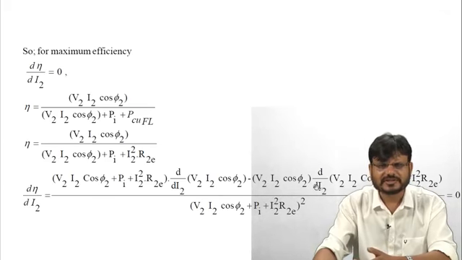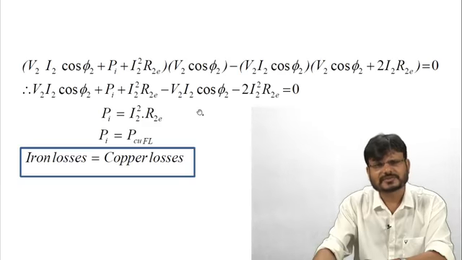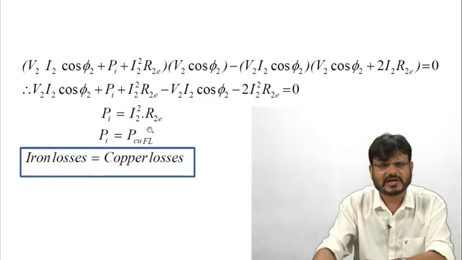One. Similarly here you write V2 I2 cos phi 2 and differentiate this term. The differentiation of this term is V2 cos phi 2 plus, and Pi is a constant, which means the differentiation of Pi is 0, and the differentiation of this one is 2 I2 R2e. Now after solving and putting it equal to 0, you find that the iron losses are equal to I2 square R2e. So what is this I2 square R2e? This is the copper losses. So you can say iron losses is equal to copper losses.